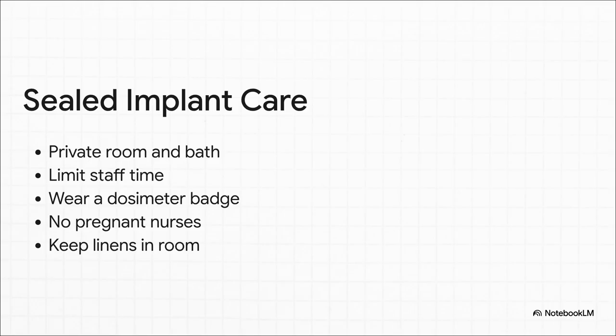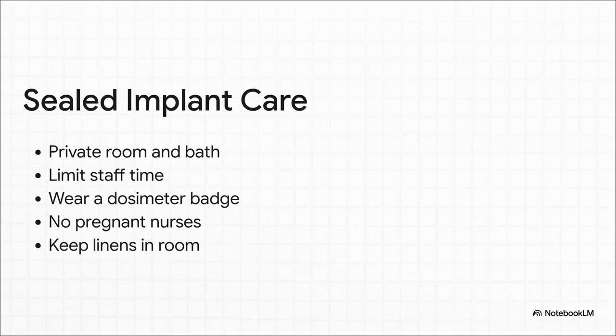We have to limit staff time in that room to just 30 minutes per care provider per shift. That's it. You absolutely must wear a dosimeter film badge to precisely track your personal radiation exposure. Pregnant nurses and visitors under the age of 16? Strictly prohibited. No exceptions. Any other visitors are capped at a maximum of 30 minutes a day and have to stay a strict 6 feet away from the patient at all times.